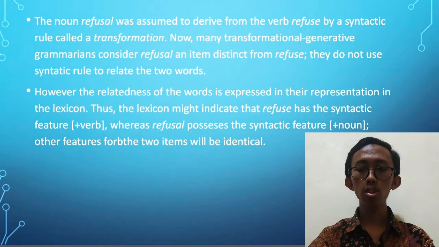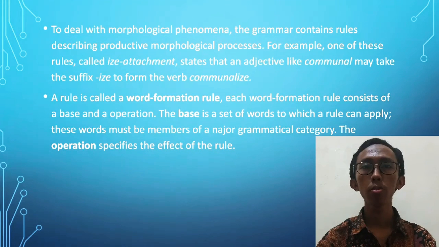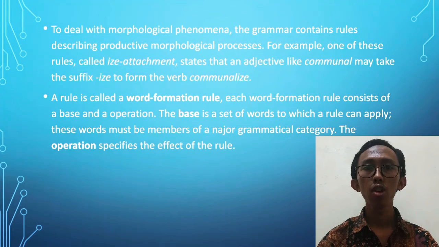In short, morphology was rediscovered in the 1970s, and transformational generative grammarians are establishing its status as a separate component of grammar. We have seen that transformational generative grammarians typically express a speaker's linguistic knowledge by means of rules. To deal with morphological phenomena, the grammar contains rules describing productive morphological processes. For example, one of these rules, called ly attachment, states that an adjective like pleasant may take the suffix ly to form the adverb pleasantly. Such a rule is called a word formation rule.